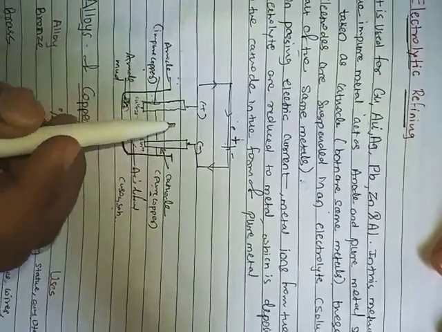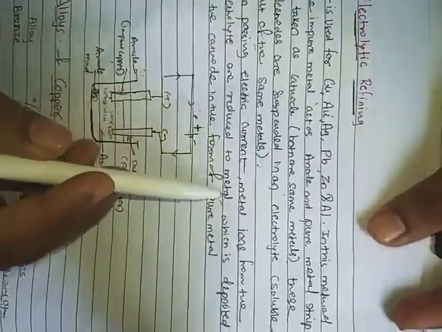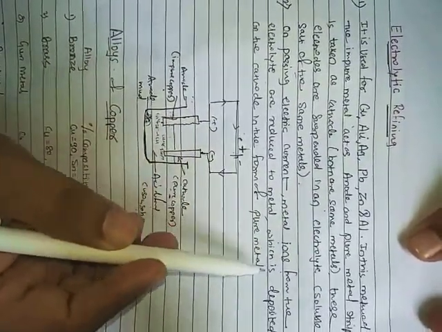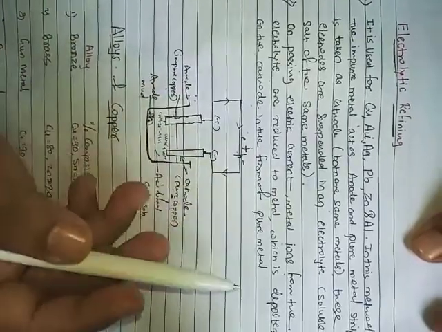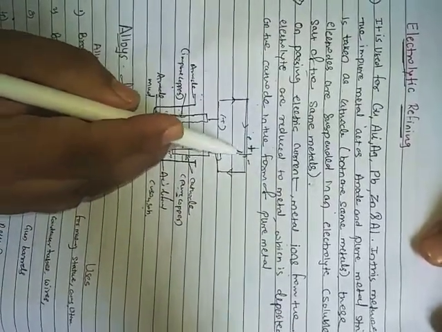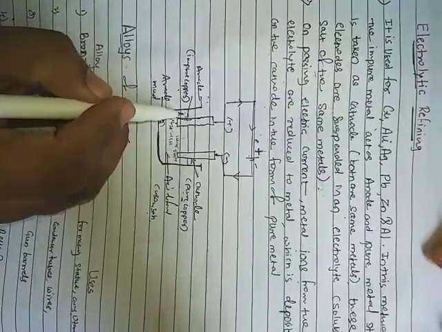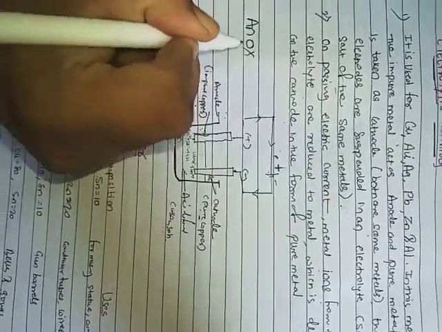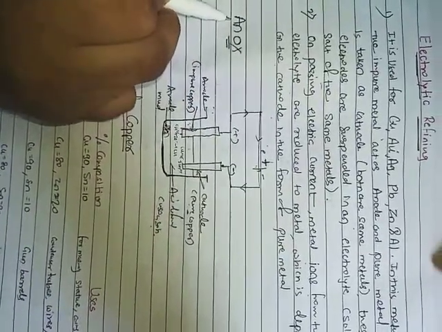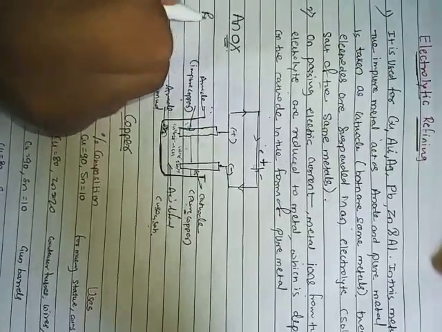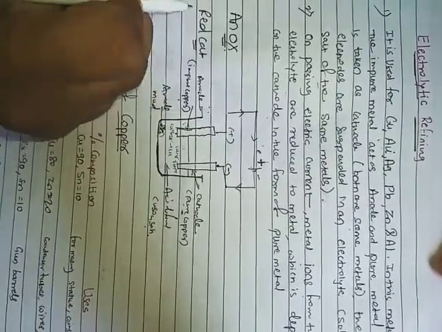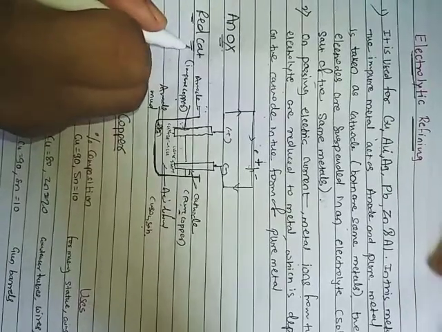Once we start our electric circuit, on passing electric current, metal ions from the electrolyte are reduced to metal, which is deposited on the cathode in the form of pure metal. After switching on this connection, what will happen? Whatever the impure copper, the anode, is. Remember: at the anode, oxidation will happen, and at the cathode, reduction.